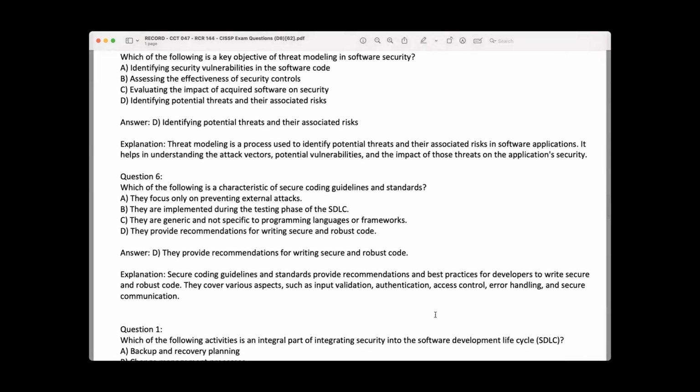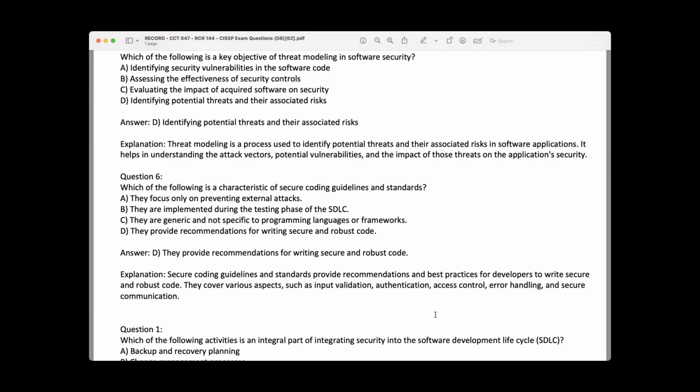Question 6, which of the following is a characteristic of secure coding guidelines and standards? A, they focus on preventing external attacks. B, they're implemented during the testing phase of the SDLC. C, they're generic and not specific to programming languages or frameworks. Or D, they provide recommendations for writing secure and robust code. So which of the following is a characteristic of secure coding guidelines and standards?